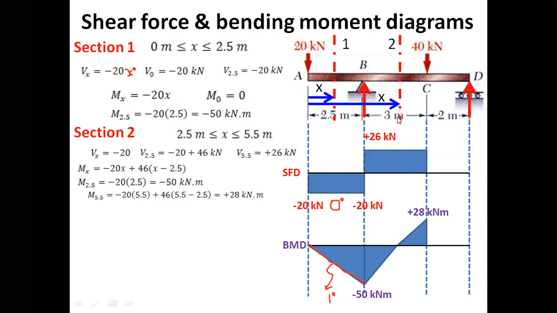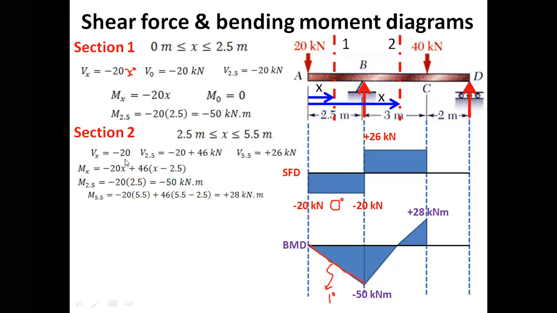I'm taking the second section, and this section is at a distance x from point A, but this section would work from point B to point C. So section 2 would work from 2.5 meters up to 5.5 meters. And now I will try to produce the shear force equation. I'm taking the left hand side of the section.